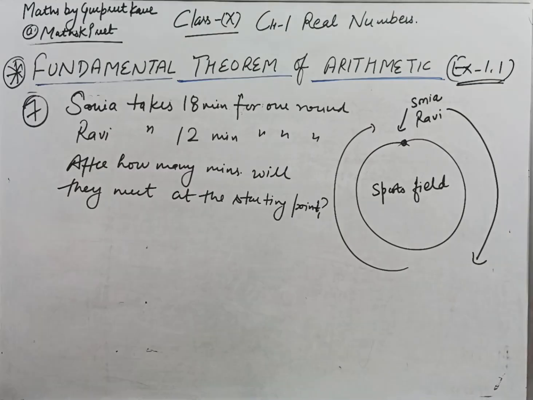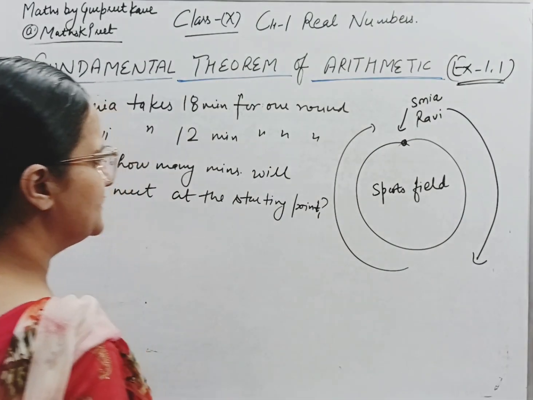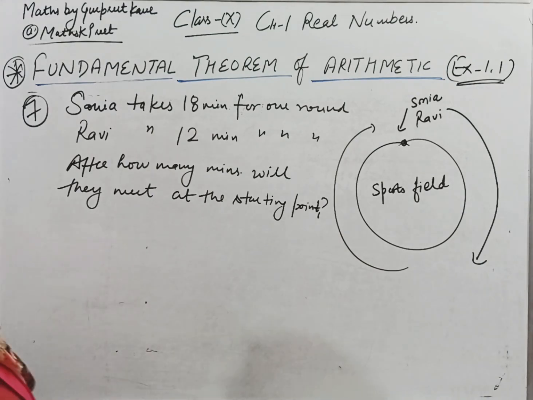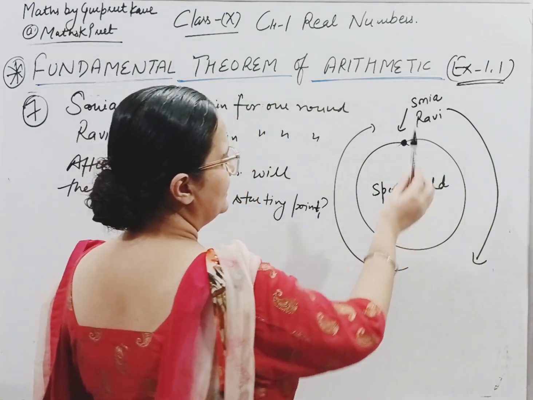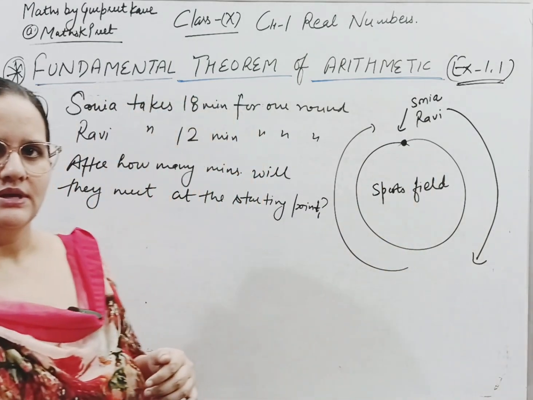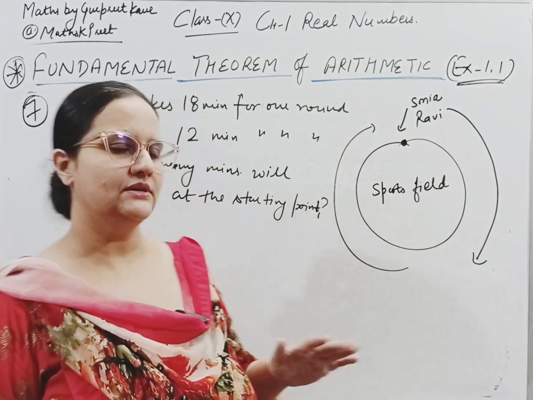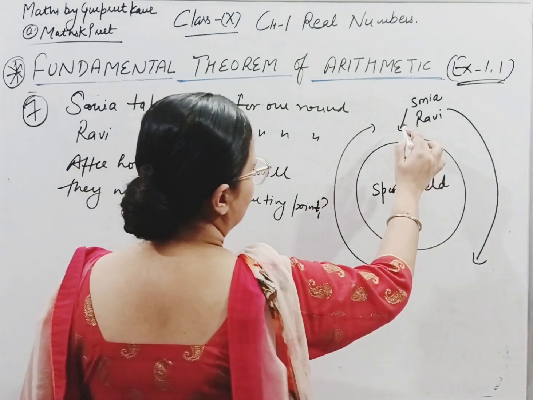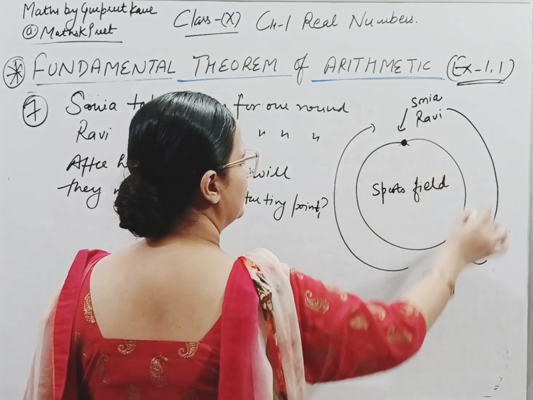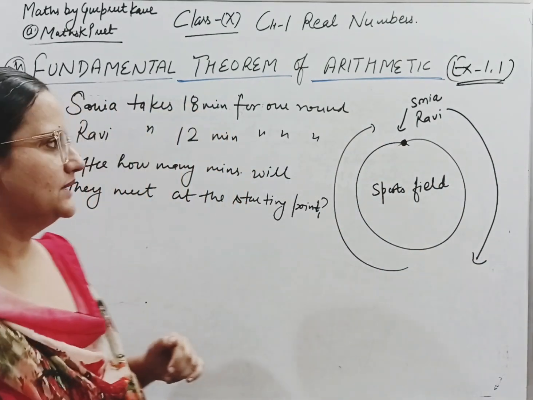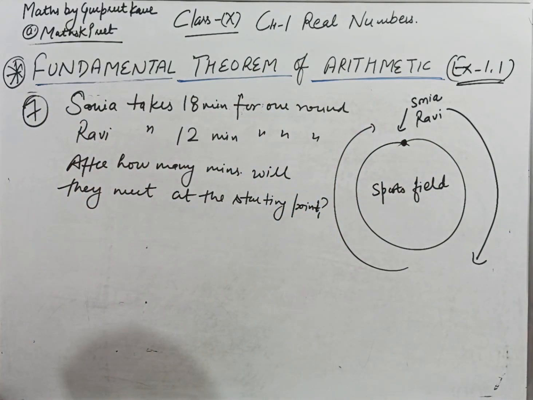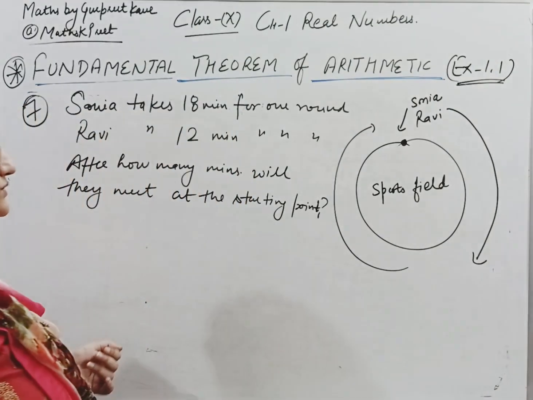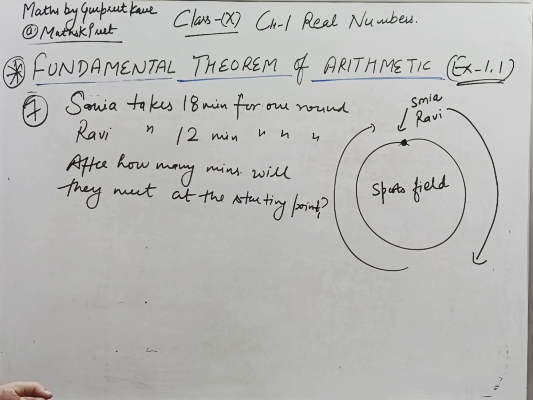7. It is saying that there is a circular sports field, and 2 persons, Sonia and Ravi. Sonia takes 18 minutes for 1 round if she is starting from here, and if Ravi is starting from the same position, he takes 12 minutes to cover a single round of this circular field. So they are starting from the same position and going in the same direction, and to cover a single round they take 18 minutes and 12 minutes. Fine. The question is asking after how many minutes will they meet at the starting point. Fine. So we need to check the minutes where they will meet for the first time.